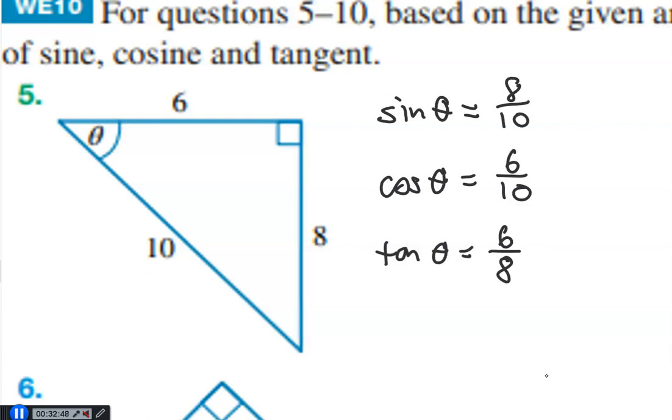So think of the rhyme. SOHCAHTOA. Oh, hands wrong. That's one way. I just want to flip it in different ways. So which one's wrong? Tan's wrong.